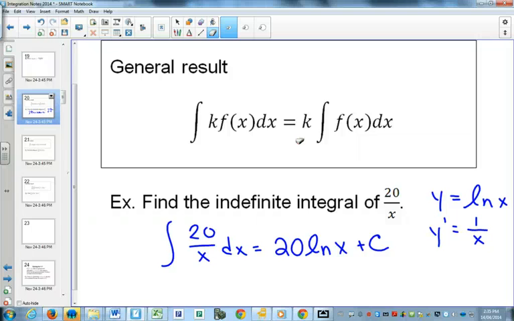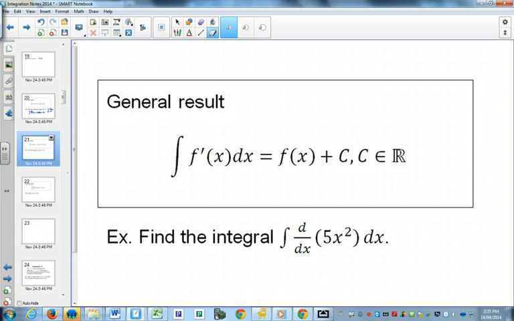All right, so this is where we ended the last time. And this is where we'll start this time. A pretty straightforward result.